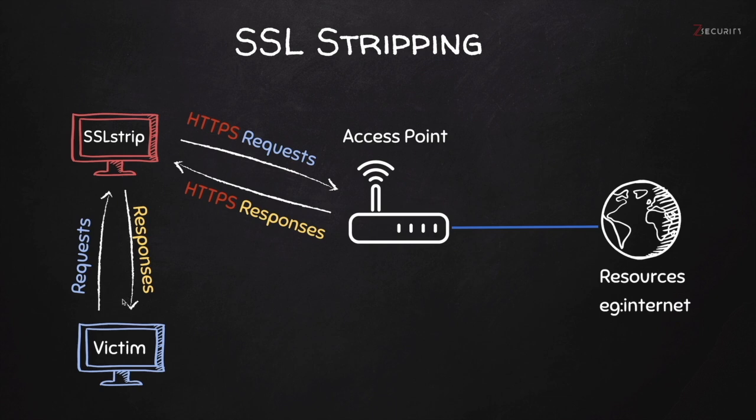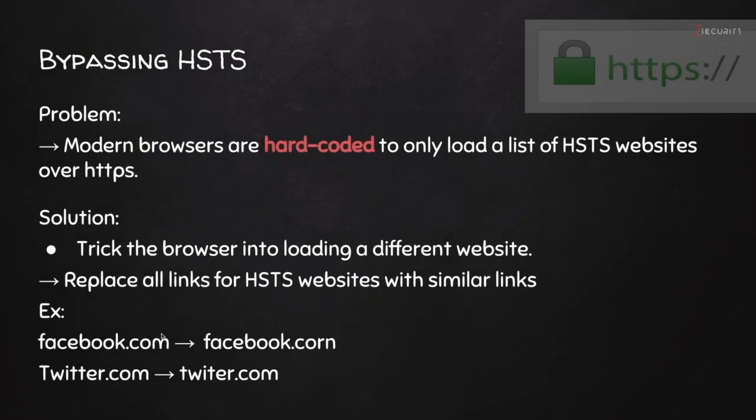So there's nothing we can do really once we become the man in the middle, because the browser is doing this check locally. It's checking this against a list that is stored on the computer itself. Therefore, the only practical solution at the moment to bypass HSTS is to make the browser think that it is loading another website. To do this, we're going to replace all HSTS links in loaded pages to similar links, but they're not the same links.